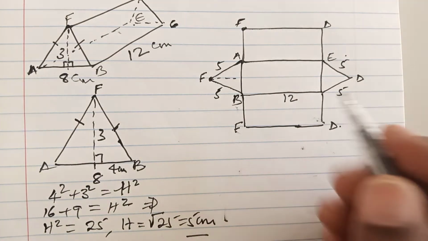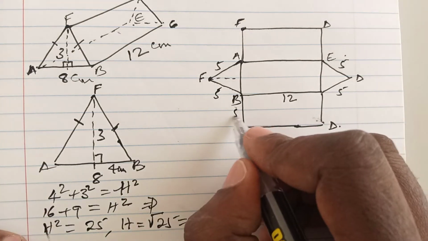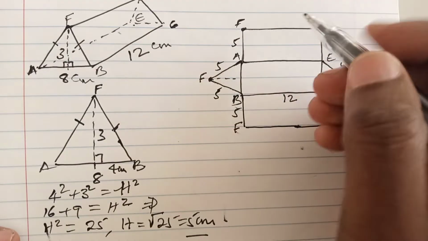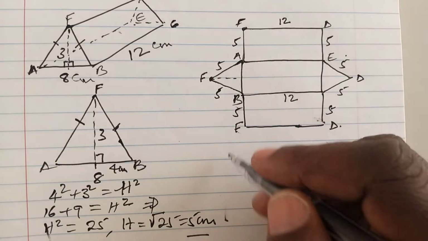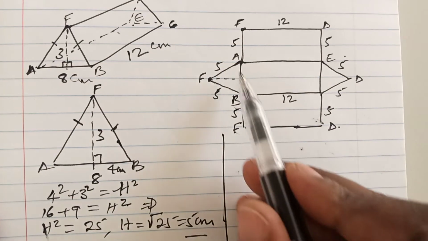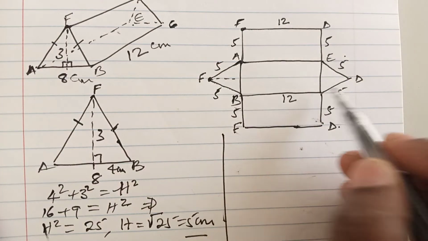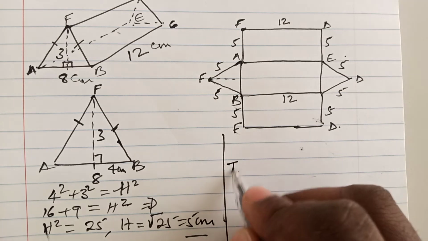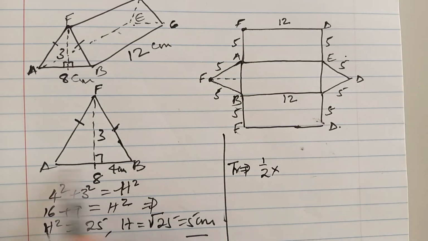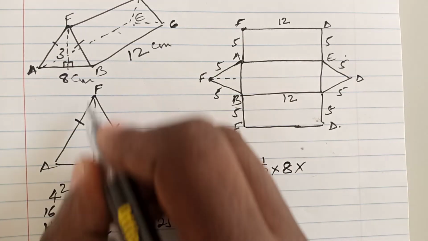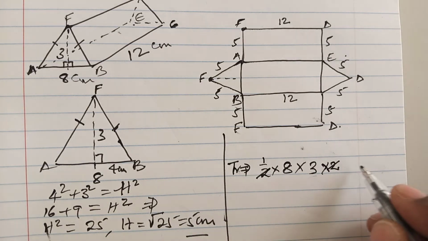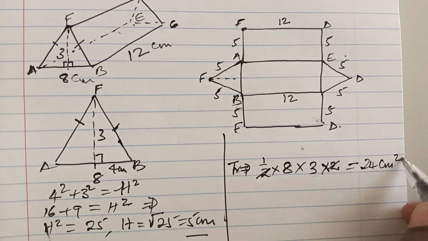So that is it. And even this is now 5, and this is 5, and this is 5, and this is also 5, and this is 12. Now the whole area becomes, let's take the flaps first, this triangular flap and this triangular flap, and there are 2. The triangles are half times the base, which is 8, times the height, which is 3, times 2, because there are 2 triangles. That and that cancel out, and we have 24 centimeters squared.